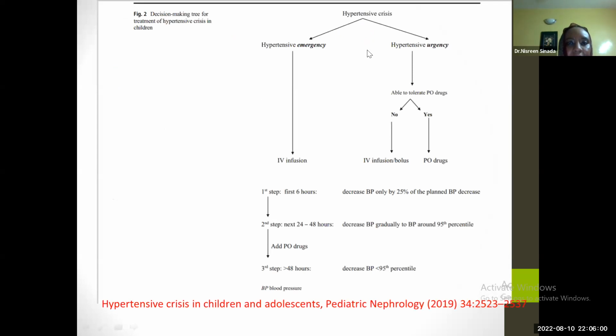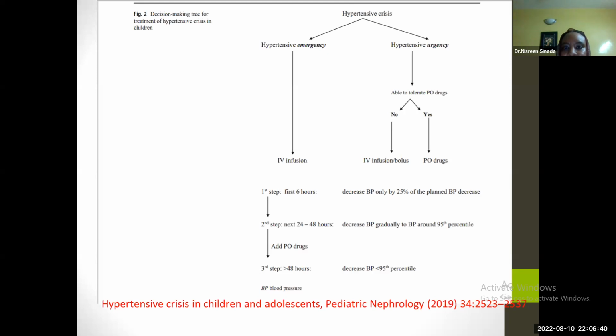This is the algorithm of hypertension crisis, either hypertensive emergency or urgency. Hypertensive emergency, as we said, stage 2, we start with IV infusion. The first step, in the first 6 hours, decrease the blood pressure only by 25% of the planned blood pressure. And the second step, we decrease the blood pressure gradually to around the 95th percentile in the next 24 to 48 hours. Then we add oral drugs. And the third step, more than 48 hours, we decrease the blood pressure to less than the 95th percentile.